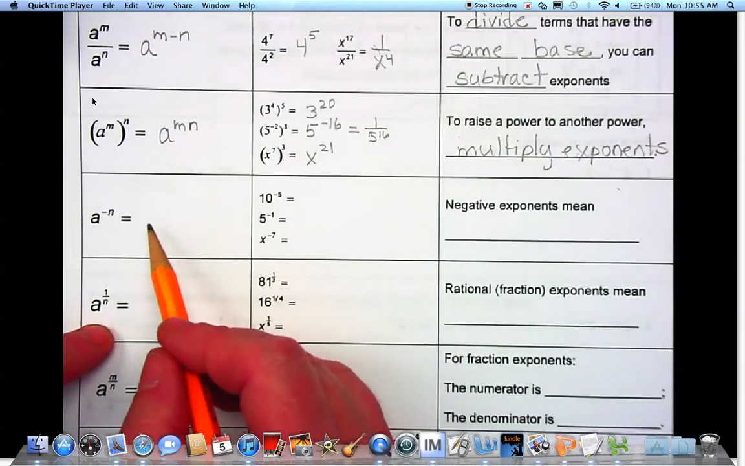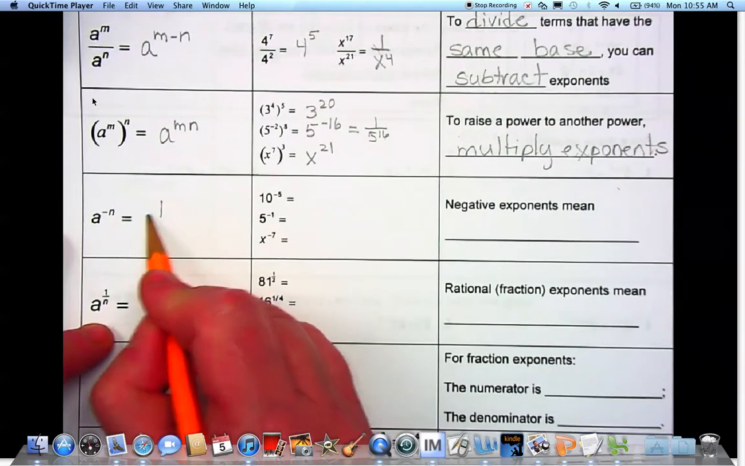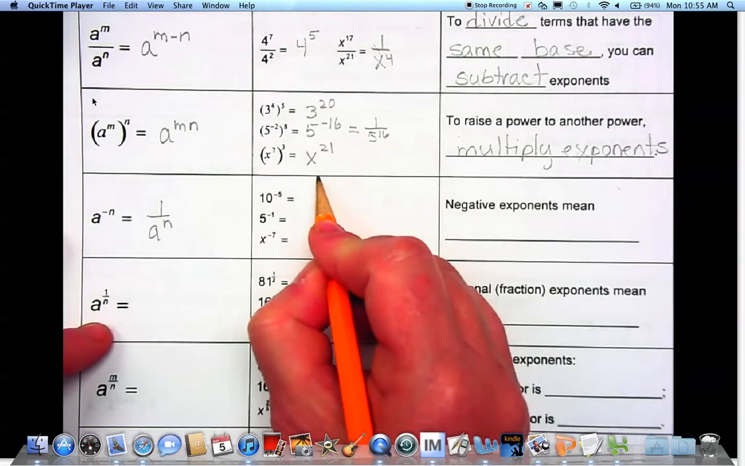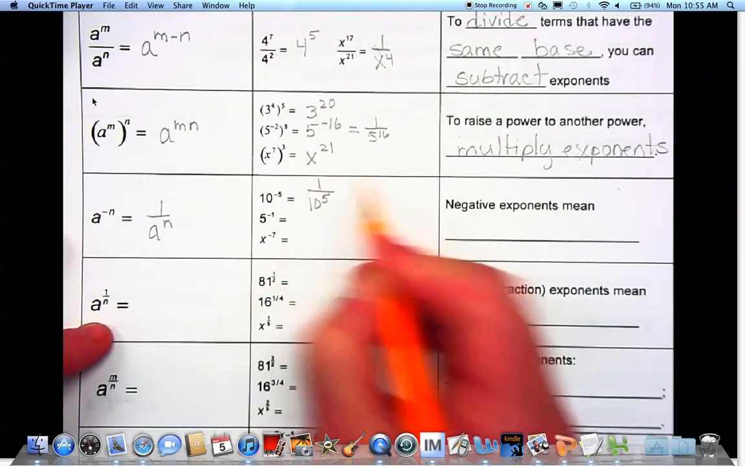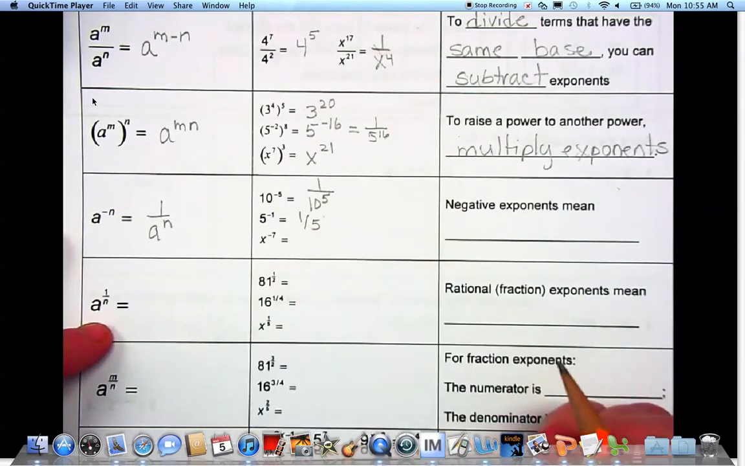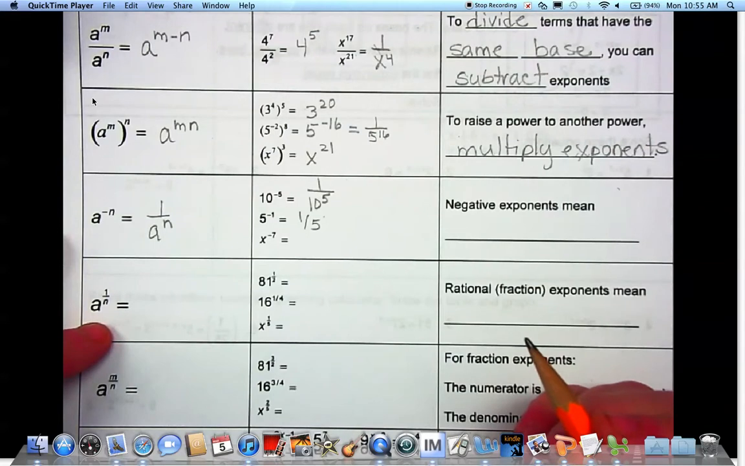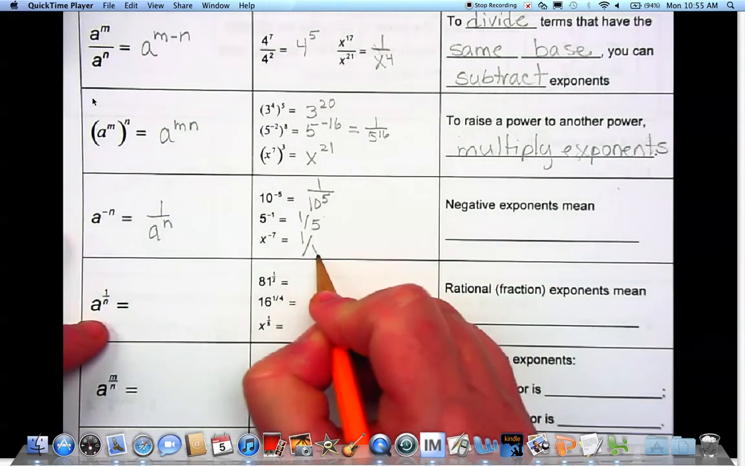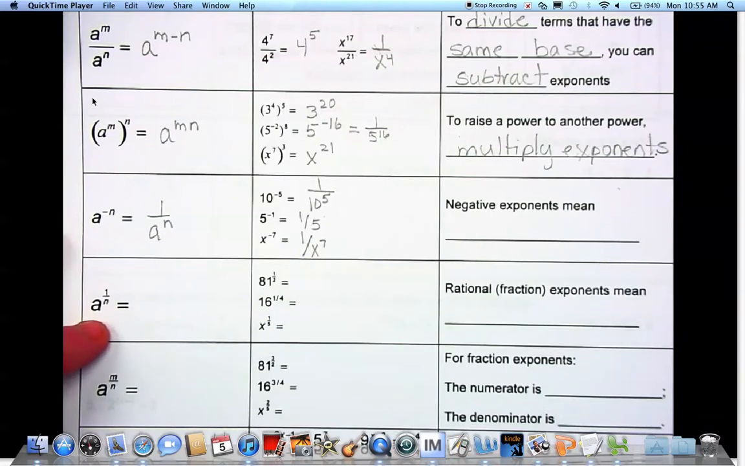Okay, a to the negative n is 1 over a to the n. Good. So 10 to the negative 5 is 1 over 10 to the 5. 5 to the negative 1 is 1 over, wouldn't it just be 1 over 5? Yes, 1/5. That's right. How about x to the negative 7? 1 over x to the positive 7.